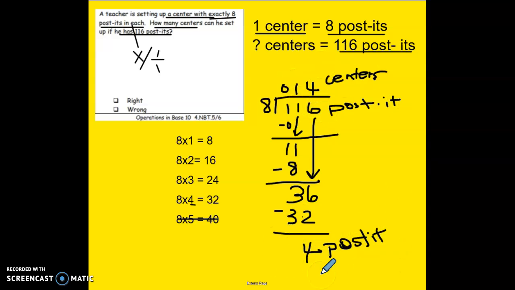So we might see that it's remaining 4. Can we make a center out of the remaining 4 post-its? Well, let's look back at our word problem. It says a center with exactly 8 post-its. So we can't make a new center because there's not enough post-its. So your final answer should be 14 centers. Alright, pause this video now and check your answer.